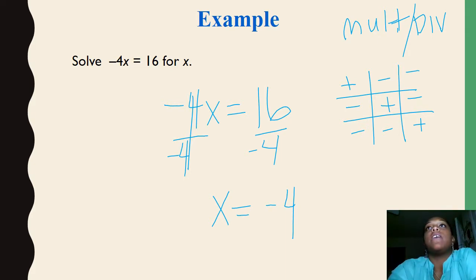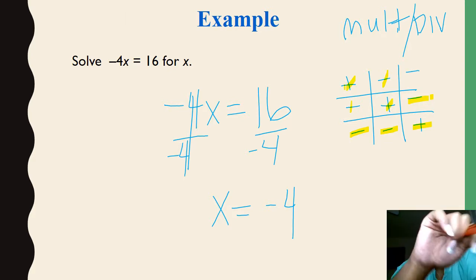What this helps you remember: if I'm multiplying a positive times a negative, the answer is going to be a negative. If I'm doing a negative times a positive, the answer is also a negative. If I'm multiplying a negative times a negative, it's going to be a positive. And these rules apply to division also. A positive divided by a negative is going to produce a negative.